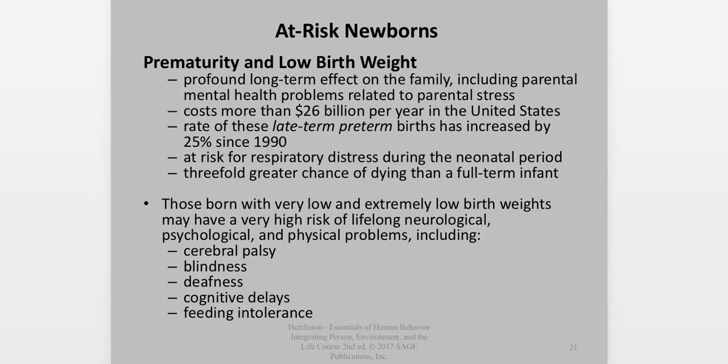And the most severe, those born with the lowest of birth weights, sometimes below 2 pounds or 2 to 4 pounds, oftentimes can result in neurological, psychological, and physical problems, the list of which is only partial but includes things like cerebral palsy, blindness, deafness, cognitive delays, and feeding intolerance. So this is an issue that really is very important at the time of birth.